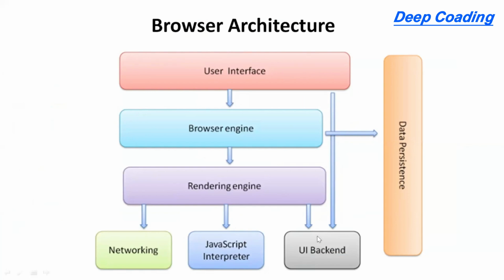What is UI backend? UI is user interface. UI backend contains a lot of APIs which are considered extensions for your browser. That means you are using a browser. Can you tell some browser extensions that you have used? Any browser extensions that you have used in the browser?